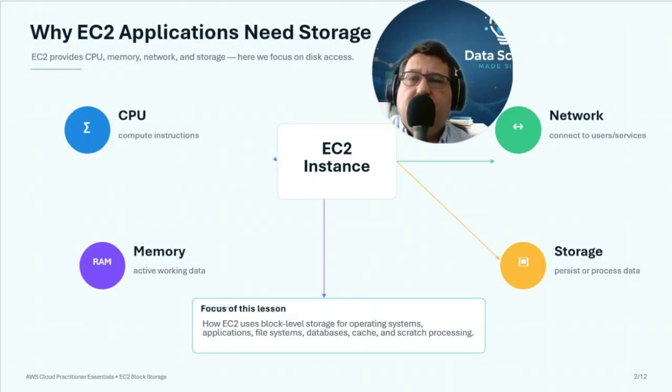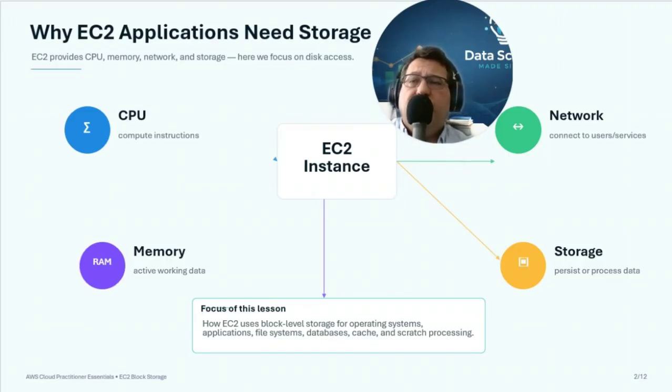Finally, the instance needs storage. Storage holds the operating system, application files, database files, logs, documents, and other information that must be processed and preserved. An important distinction is that memory and storage are not the same thing. Memory is the temporary working area of the computer. Storage is where information is kept for processing or long-term retention.